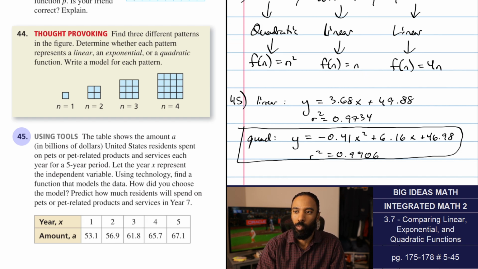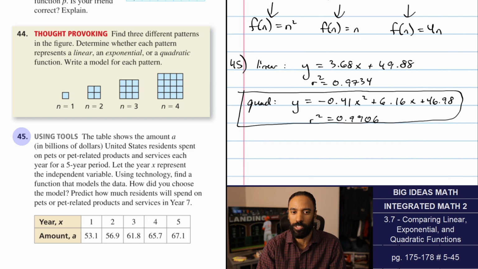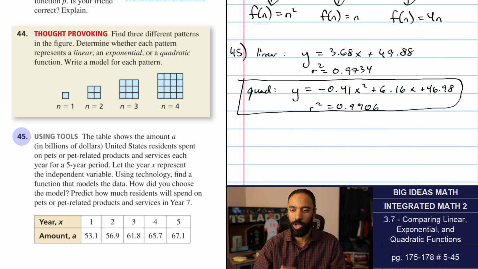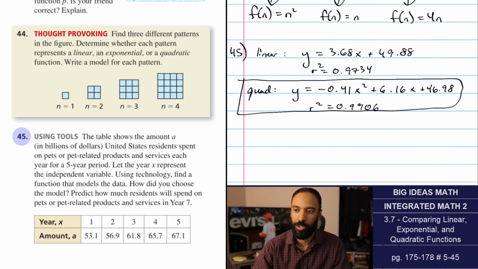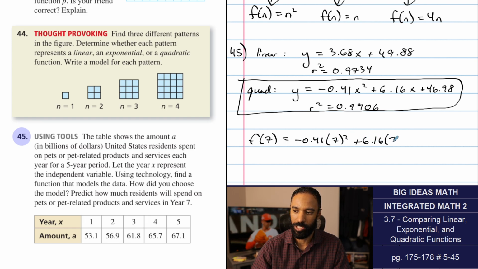So what do they ask us to do? Predict how much residents will spend on pets or pet-related products and services in year 7. Let's use our quadratic regression for year 7. So, f of 7 is 0.41 times 7 squared plus 6.16 times 7 plus 46.98.